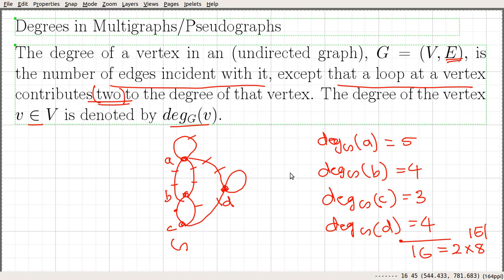Okay, and here again you can see that in this graph we have only two vertices of degree 4 and so forth. The thing is that these kinds of graphs do satisfy the handshaking lemma. Okay, so that is how we define the degrees in multigraphs and pseudographs. And here the most important thing is that when you consider the loop, it contributes 2 to the degree. Okay, so remember that particular thing.